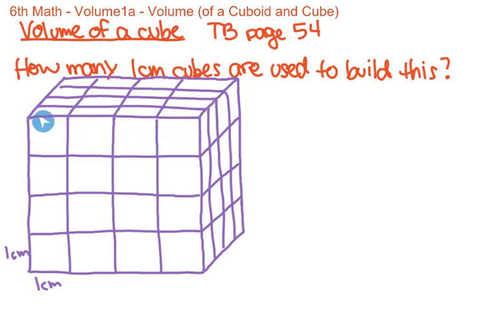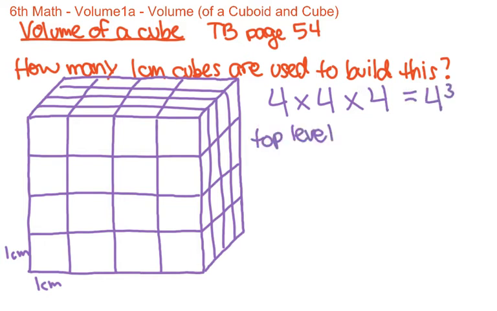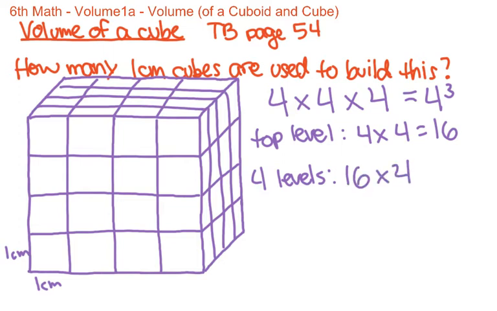Now that whole top level, 16 1 centimeter cubes, we can multiply that by 4 levels, like 4 stories. 1, 2, 3, 4. So what we really did there is 4 times 4 times 4, which is equal to 4 cubed. Hey, this is a cube. But what we did first was the top level is 4 times 4, which is 16. And then we realize that there are 4 levels, so we take that 16 times 4.